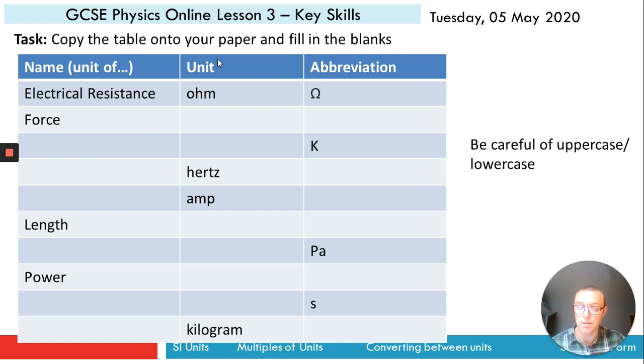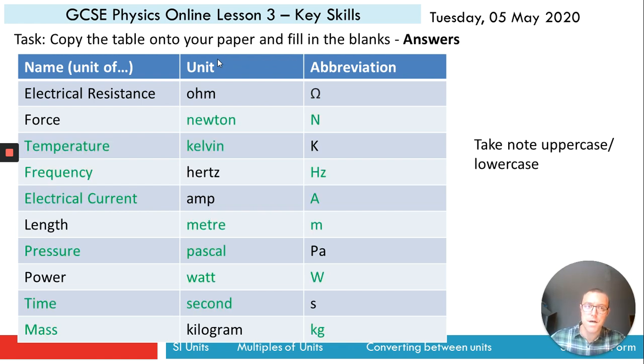Okay, I'm going to now assume that you've filled in the table. Let's have a look, see if you are correct. There we go. Okay, so force, you see the answers in green. The unit for force is the Newton, the unit for temperature is Kelvin. Sorry, K is the abbreviation for Kelvin, which is a unit for temperature.